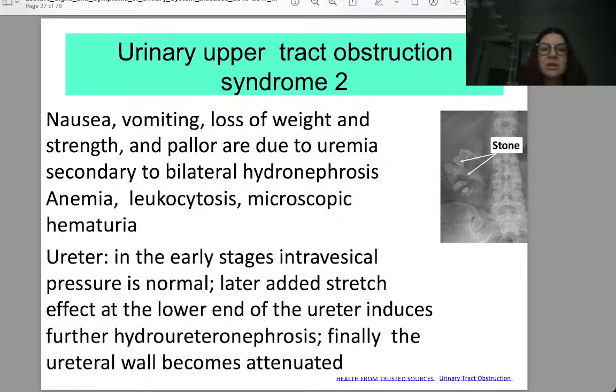Nausea, vomiting, loss of weight and strength, and pallor due to uremia secondary to bilateral hydronephrosis. Anemia, leukocytosis, and microscopic hematuria can be present in this syndrome. In the early stages, intravesical pressure is normal. Later, the effect at the lower end of the ureter induces further hydroureteronephrosis. Finally, the ureteral wall becomes attenuated.